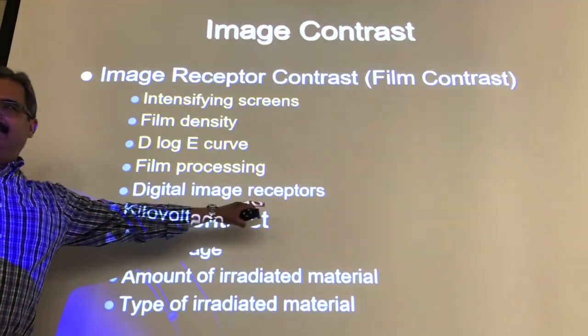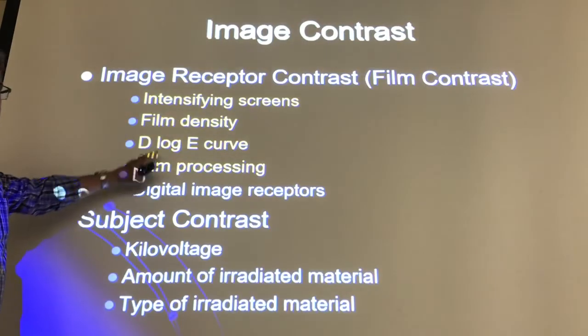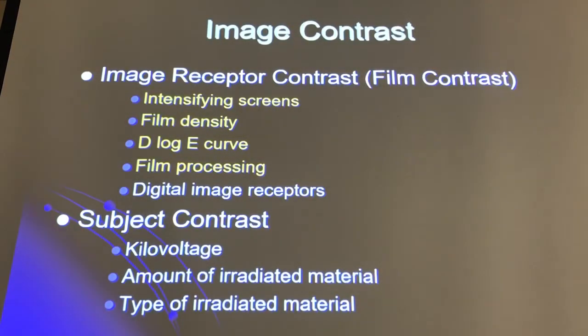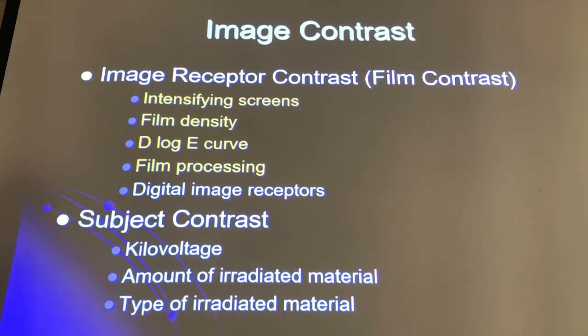And then we'll take a look at digital image receptors, because it's different. All of this doesn't influence the digital image receptors. We also have to think about subject contrast. And when we think of subject contrast, this is talking about the body part, the thickness of the body part. What is the body part made of?